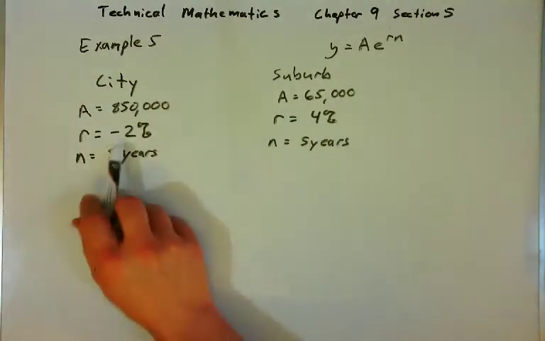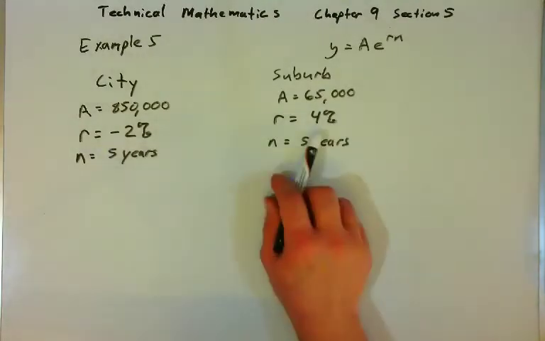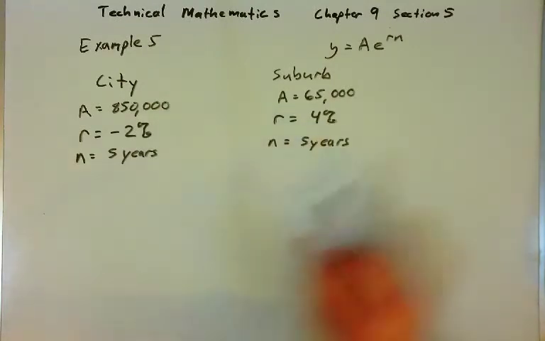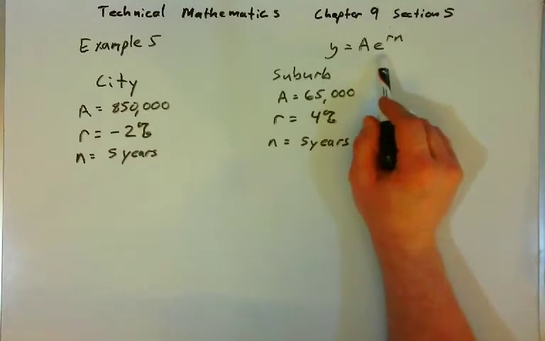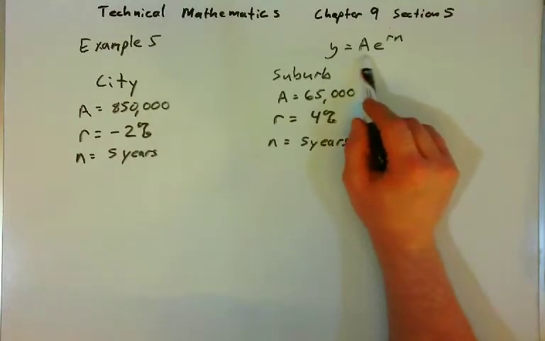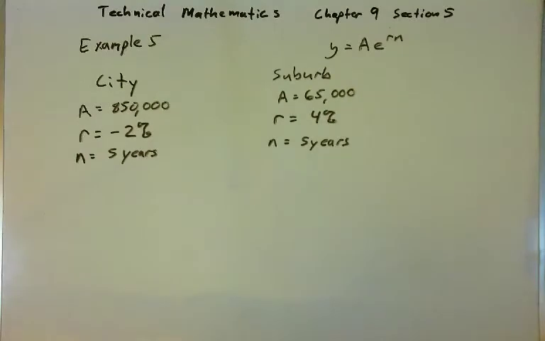Now, the population loss of the city does not all occur on the first day of the year, right? People are leaving the city all the time. It could be right now, it could be a few minutes from now, it could be an hour from now, it could be a week from now. Same thing with the growth of the suburb. It doesn't all happen at once. That whole 4% does not all of a sudden just move in on the same day. It's happening all the time, all throughout the year. And so that means we want to use the continuously growing formula, where we have y is equal to A times e to the rn power. So that's the formula that we're going to use.